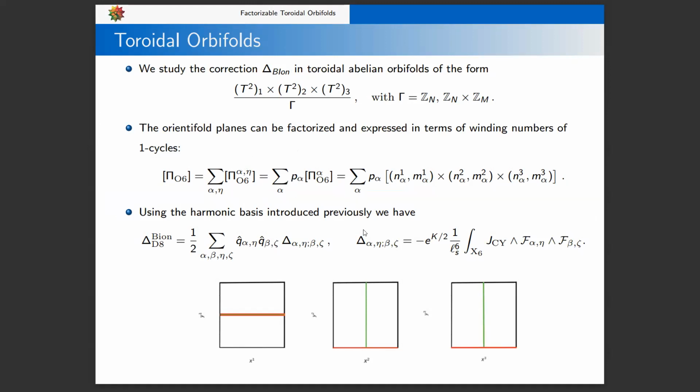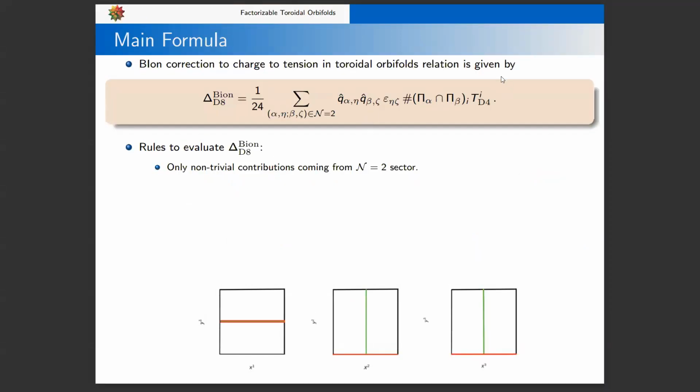The good point is that since we are working with factorizable tori, we can express the 3-cycles as products of 1-cycles, each one wrapping a different 2-torus. We describe them in terms of the wrapping numbers n and m over the periodic directions of each torus. Then, using the harmonic basis, we decompose the bionic correction in terms of the contributions coming from pairs of 3-cycles of our basis. And then we sum them all over, considering the change of charge of the D6 branes located in these cycles from one side of the membrane to the other. And what we found is this formula.